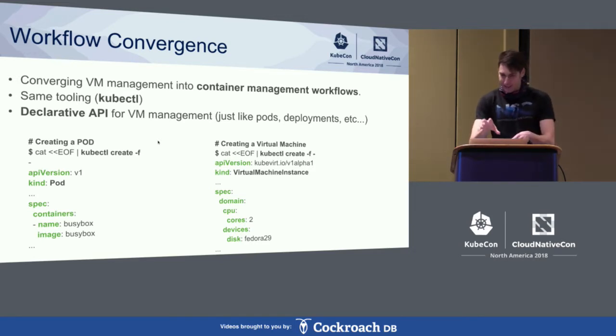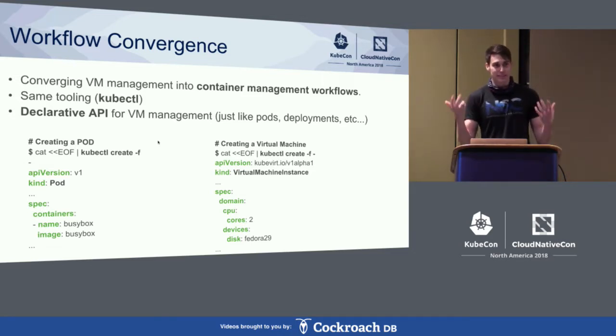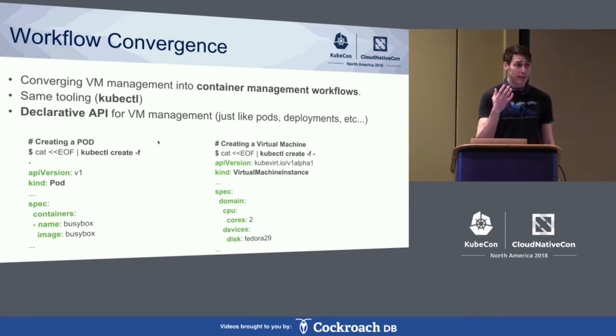I don't have the whole manifest there, but you can see it looks Kubernetes-like. It looks really familiar. You're going to have a metadata section. You're going to have a spec and a status. The kind is a virtual machine instance. That's our API that we're registering as a custom resource definition. The things that differ are the things that are in the spec. So we have virtual machine specific values in there. So workflow convergence, we're allowing virtual machines to be managed with the same declarative API that you're using for containers, and you're using the same tooling.